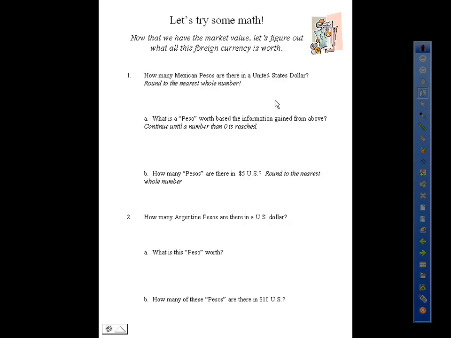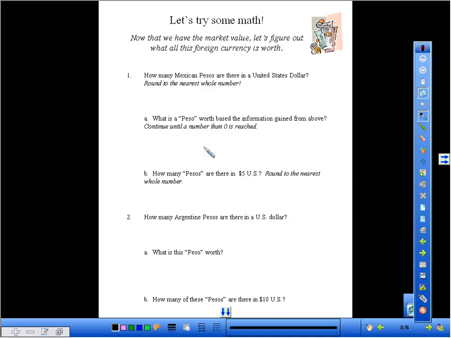So, you've already looked up the Mexican peso, and how many pesos, Mexican pesos, are there to the United States dollar, rounding it to the nearest whole number? I bet you decided the correct number was 12. As of 4 o'clock Thursday evening, there were 12 pesos to the United States dollar. So that's all we have to write. Easy problem, no math, right?